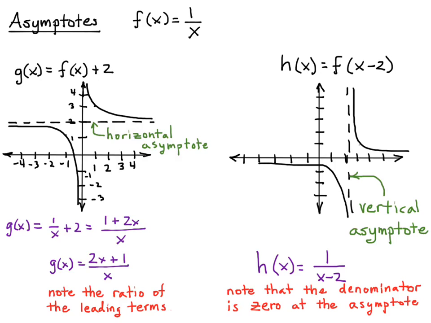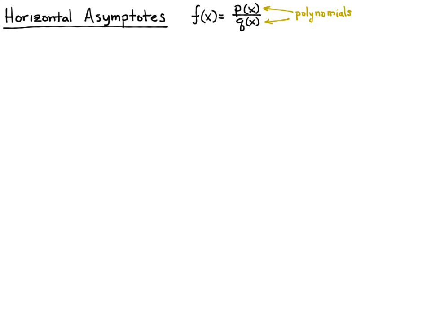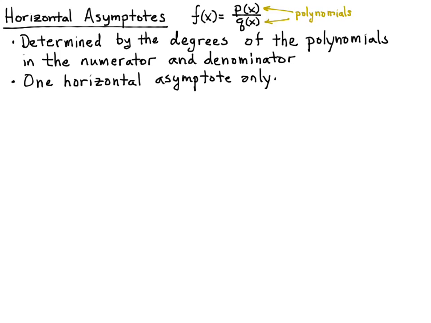Okay, so let's keep on going here. So let's look back at horizontal asymptotes. Take a closer look at that. So with our rational function, being the ratio, the horizontal asymptote is determined by the degrees of the polynomial in the numerator and the denominator, and we only have one horizontal asymptote ever. Okay, it's not possible for us to have 2.